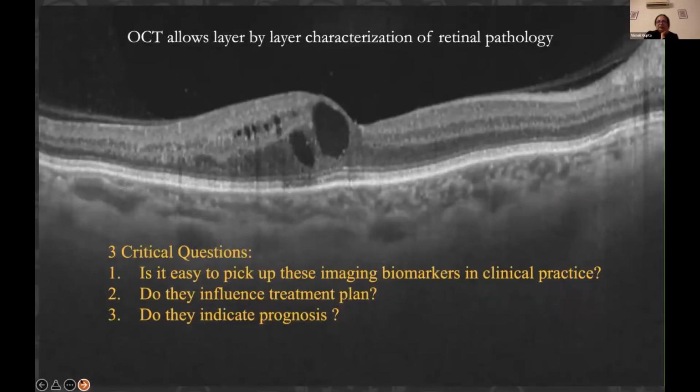The question that we all have been trying to answer is whether there are some imaging biomarkers that can tell us about the prognosis and eventually result in personalized treatment as to which medication needs to be given. So the first question is, is it easy to pick up these imaging biomarkers in clinical practice? The second is, can they influence the treatment plan? And third is, do they indicate prognosis?